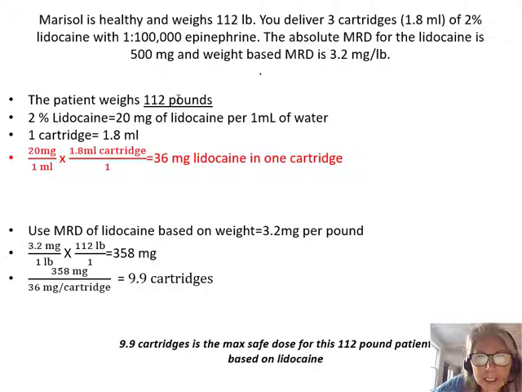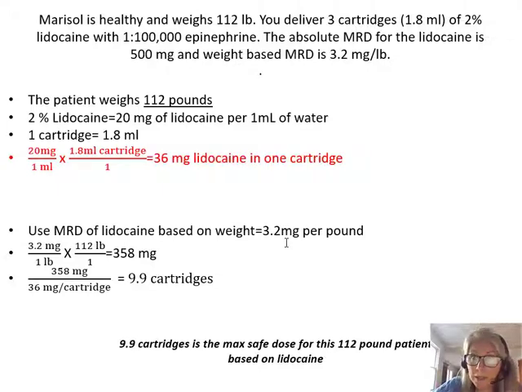The patient weighs 112. We are using 2% lidocaine. What does that mean? 20 milligrams of lidocaine in a milliliter of water multiplied by the amount of the cartridge, which is 1.8 milliliters. So we know that we have 36 milligrams of lidocaine in 1 cartridge. So for Marisol, we're going to use the weight-based. So now we have to calculate.